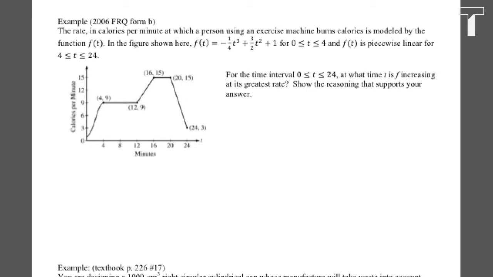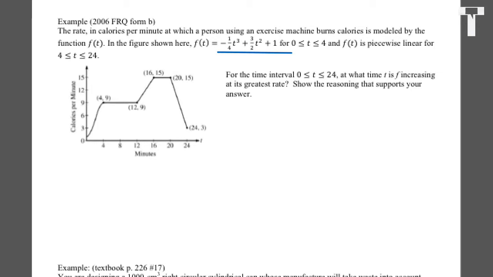So here's my next example. I have a piecewise function, f of t, that represents the rate at which someone using an exercise machine burns calories. So I have a formula, a polynomial formula for f of t on this beginning interval, and then after that f of t is just piecewise linear. So for the time interval 0 to 24, at what time is f increasing at its greatest rate?